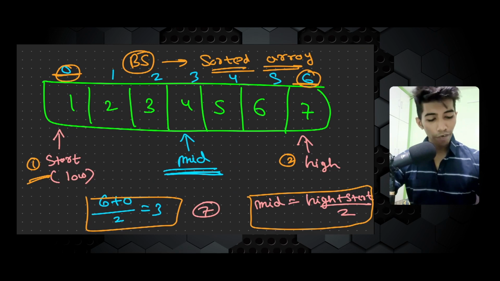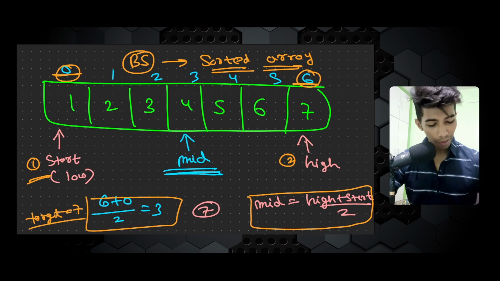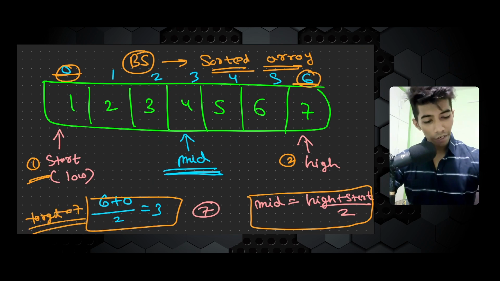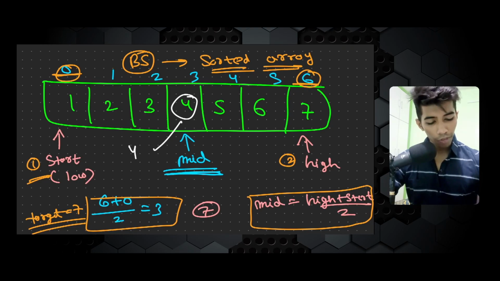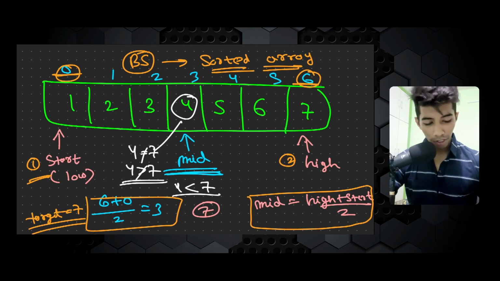Now what will I do? My target is 7, as I previously mentioned. I will just match it with this mid. The element which is at mid is 4. So is my 4 equal to 7? No. Is my 4 greater than 7? No. Is my 4 lesser than 7? Yes, my 4 is lesser than 7.